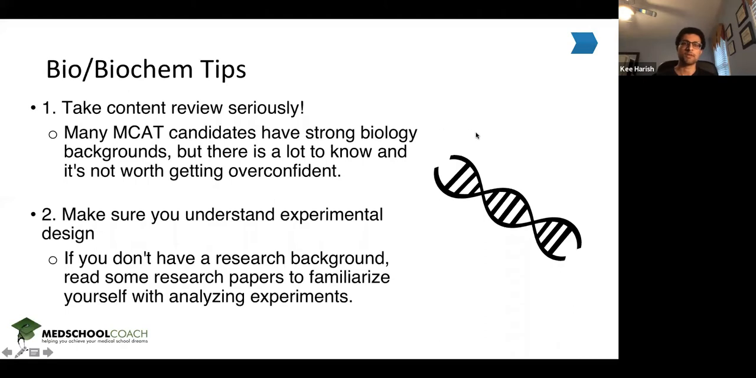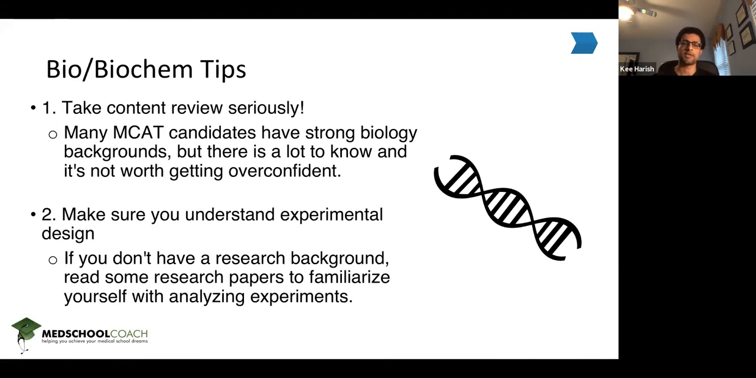First, like Ken talked about, it covers a lot of material. And that material bleeds over into the other sections as well. On the slide that Ken showed about the psych and soc section, you'll see that 5% of that section is biology content. And so there's a lot to know. It's really not worth getting overconfident about taking this section. There are also a couple of nuances to keep in mind.